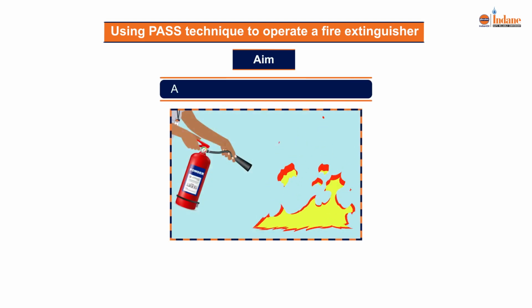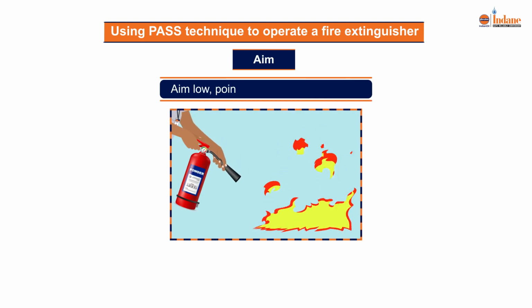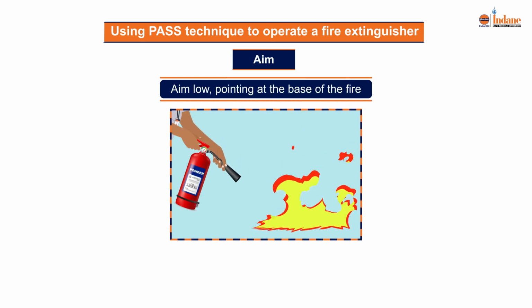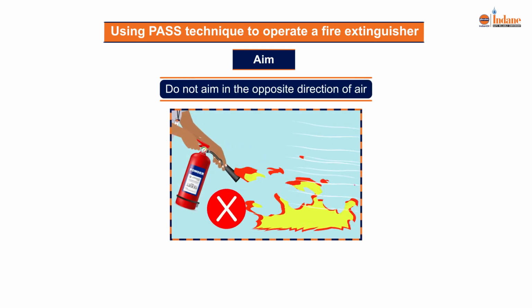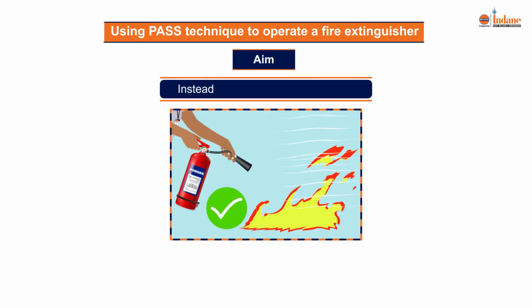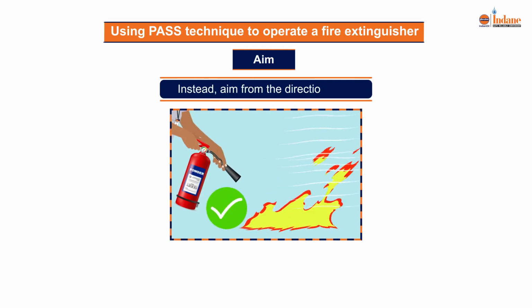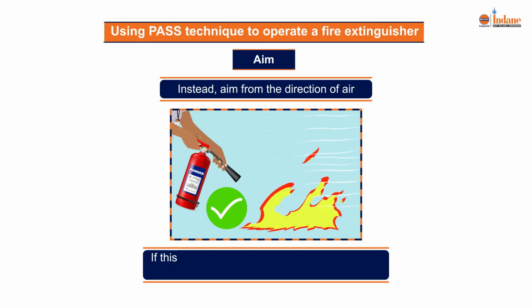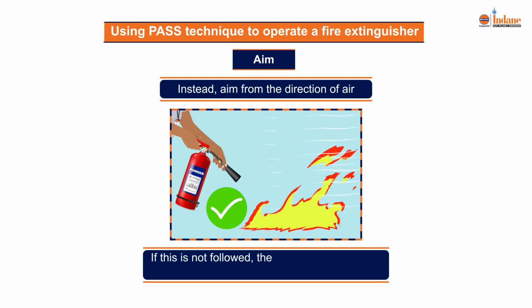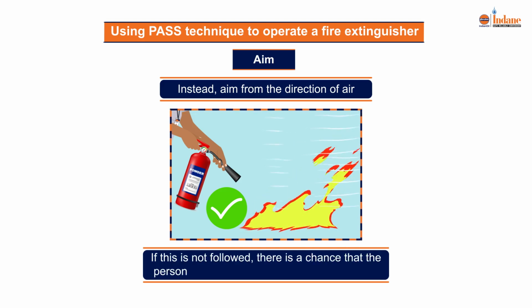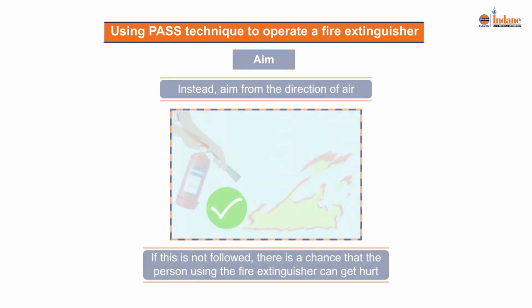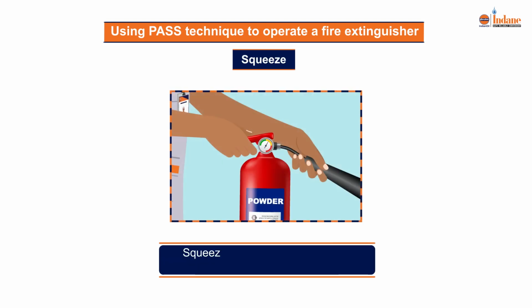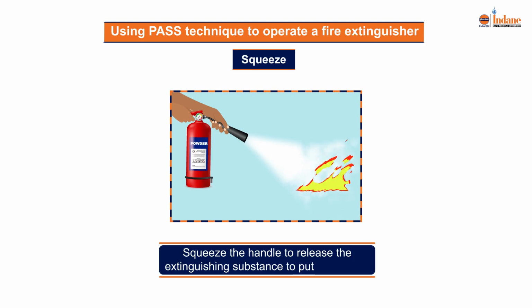Next, aim low, pointing at the base of the fire. Do not aim in the opposite direction of air. Instead, aim from the direction of air. If this is not followed, there is a chance that the person using the fire extinguisher can get hurt. Then, squeeze the handle to release the extinguishing substance to put out the fire.